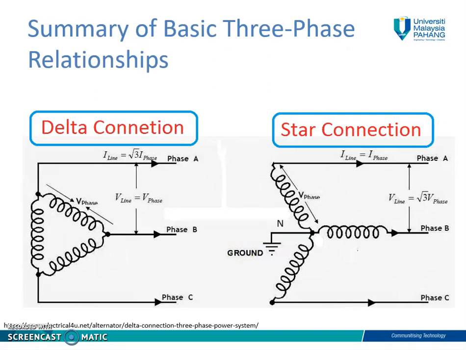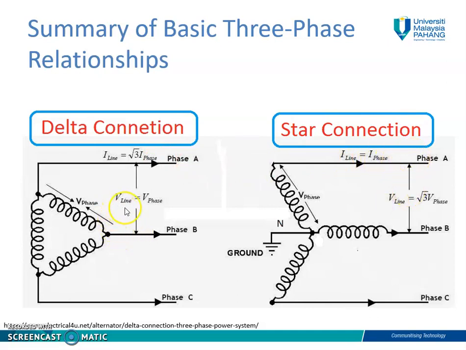Summary of basic three-phase relationships. As I mentioned before, there are two types of connection for a three-phase circuit: a delta connection and a star connection. Notice that there is a little bit of difference between delta and star or Y connection. For the delta connection, I line is equal to √3 times I phase. But for the Y connection, I line is equal to I phase.